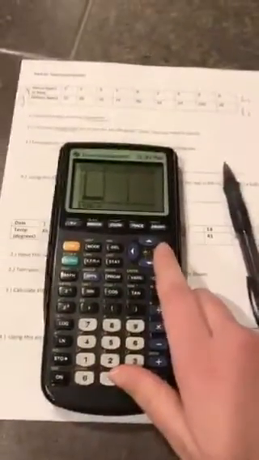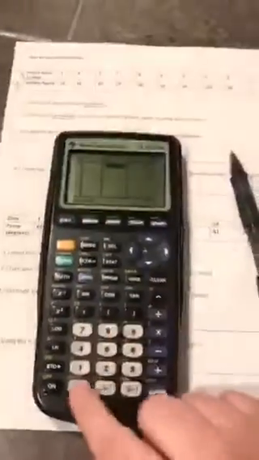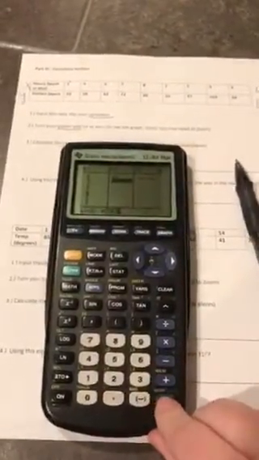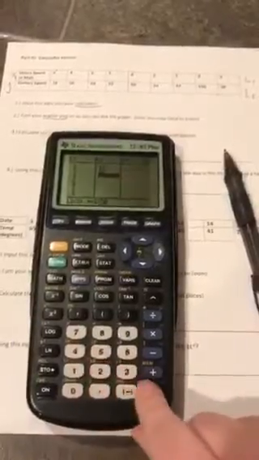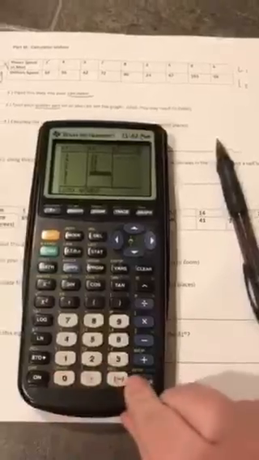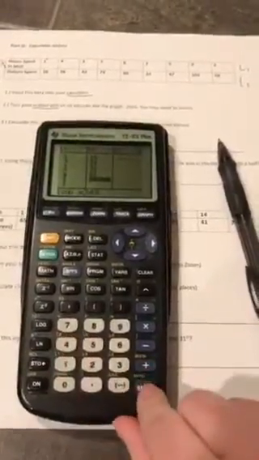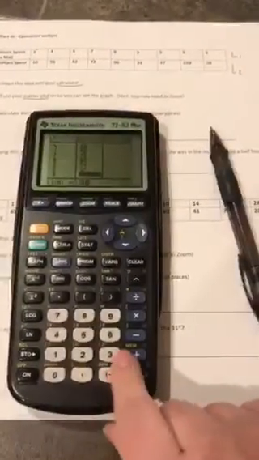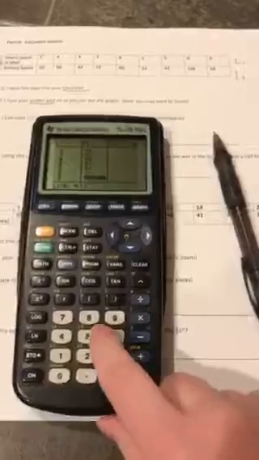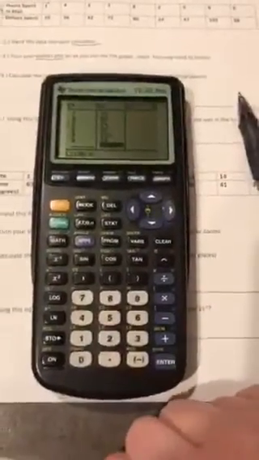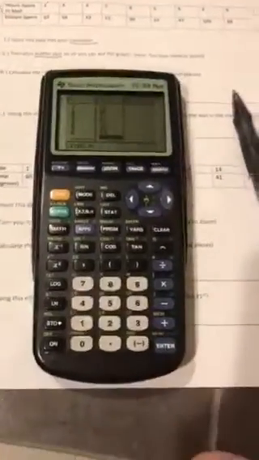So then once we have all of those values, we're going to go into L2 and put our Y's in. So we'll do 10, 56, 42, and the rest of them. 10, 56, 42, 72, 90, 24, 47, 103, and 58.